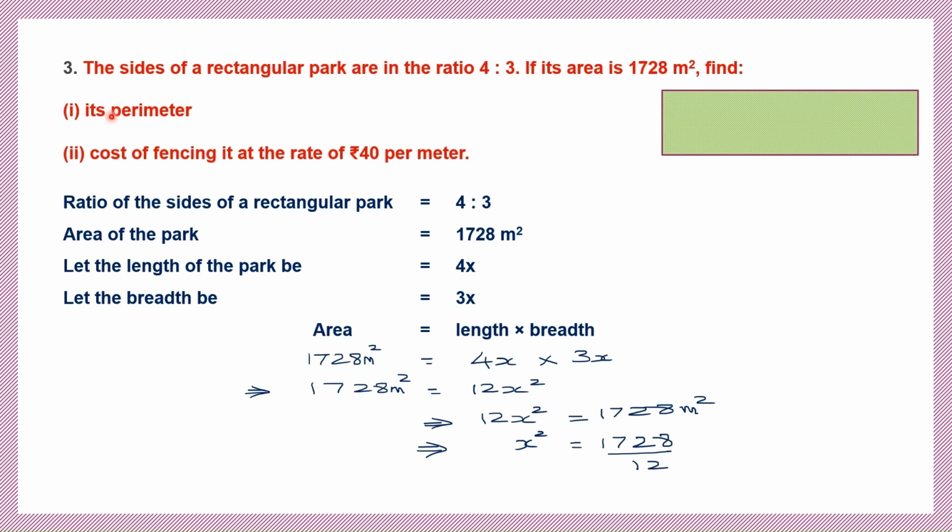So let's divide 1728 by 12. So when you divide this, you get 144. So this is 144. That is x square. So what is the value of x? X will be the square root of 144. So let's find the square root of 144 by the prime factor method. So let's begin with 2. 2 sevens are 14, 2 twos are 4. Divide 72 by 2, 2 threes are 6, carry 1, 2 sixes are 12.